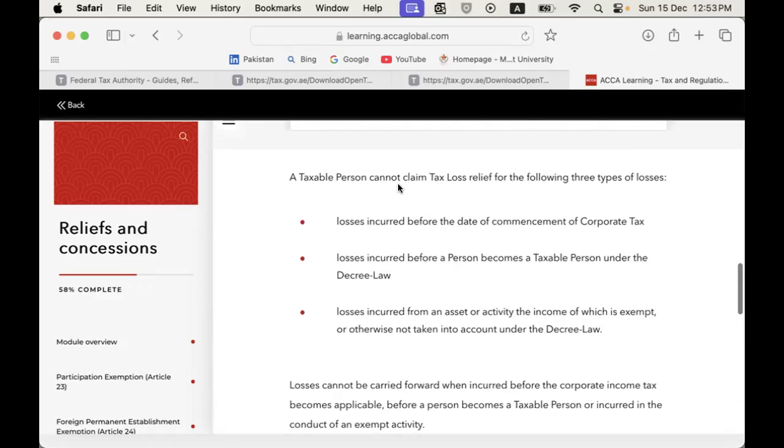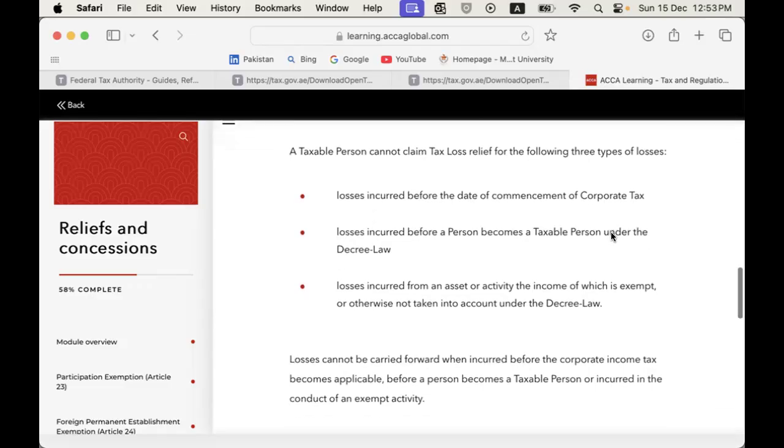Okay, so a taxable person cannot claim tax loss relief for the following three types of losses. First, losses incurred before the date of the commencement of corporate tax. Most of the companies have become subject to tax from the calendar year 2024 because they were following the Gregorian calendar year. So before this date, we will have to ignore the losses, pre-tax losses, we call it.